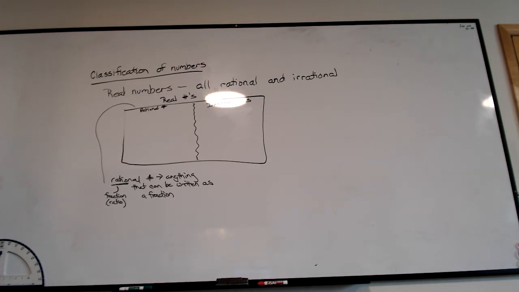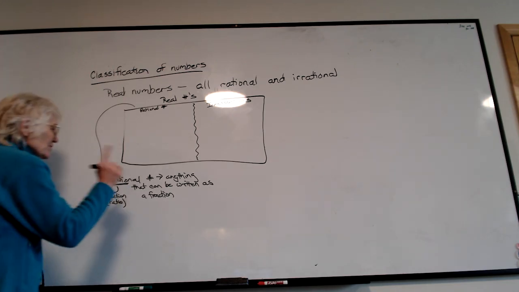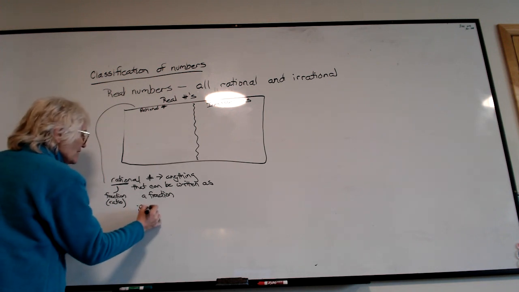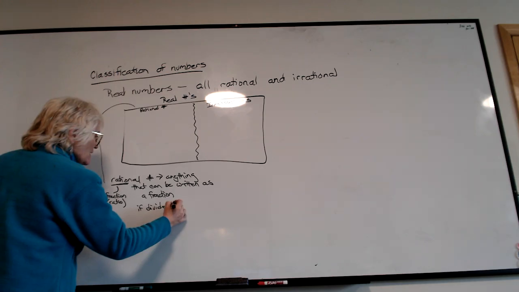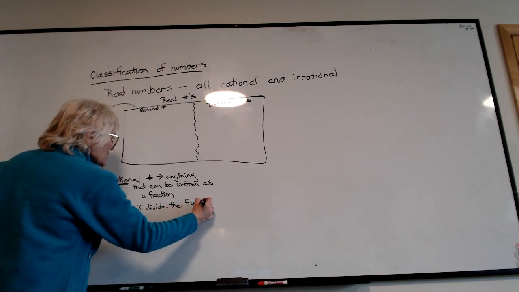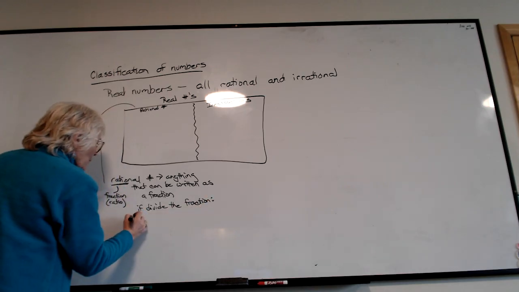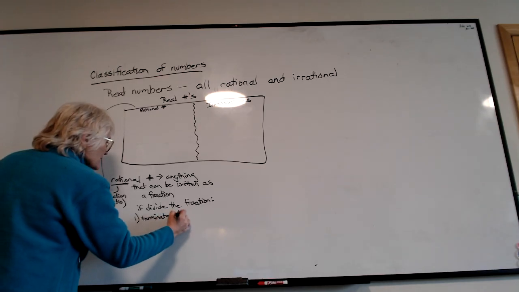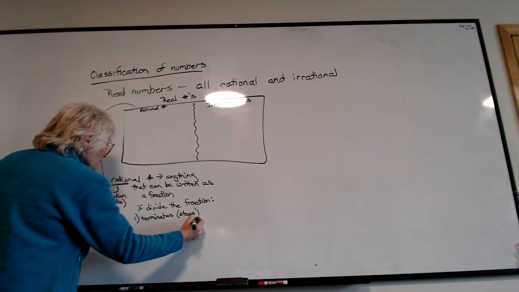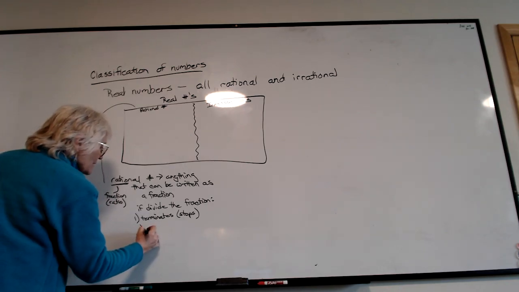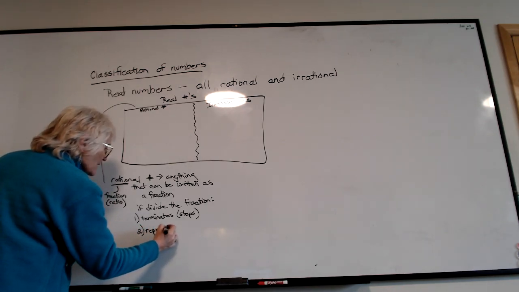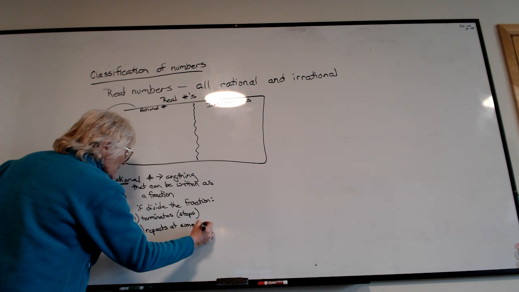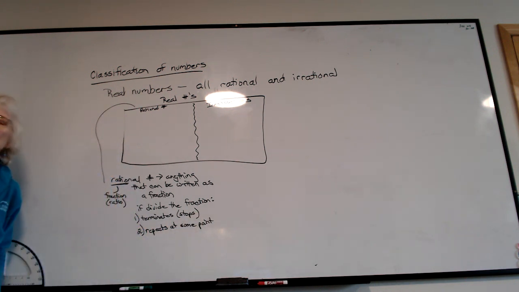When we write numbers as fractions, there are two things that will happen if we do the division of the fraction. One, it either terminates, or it stops. Or two, it repeats at some point, and it repeats infinitely. It starts repeating.